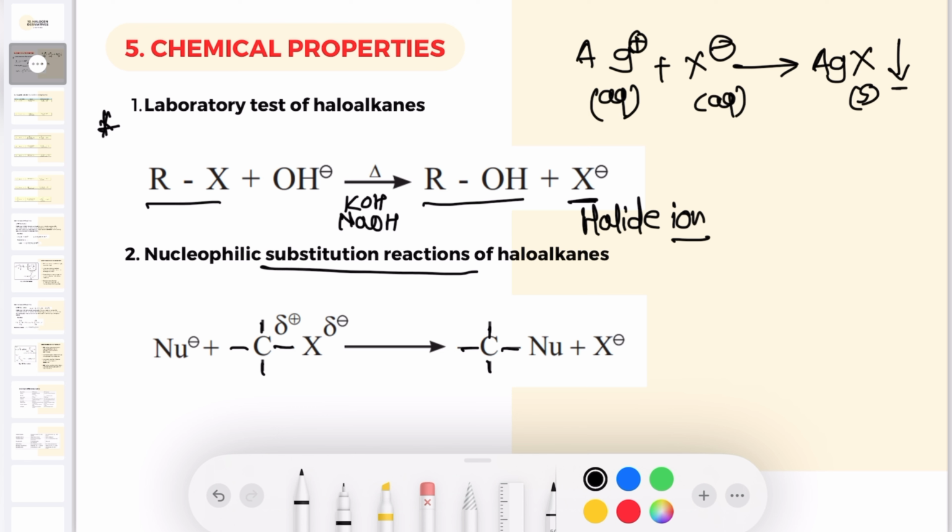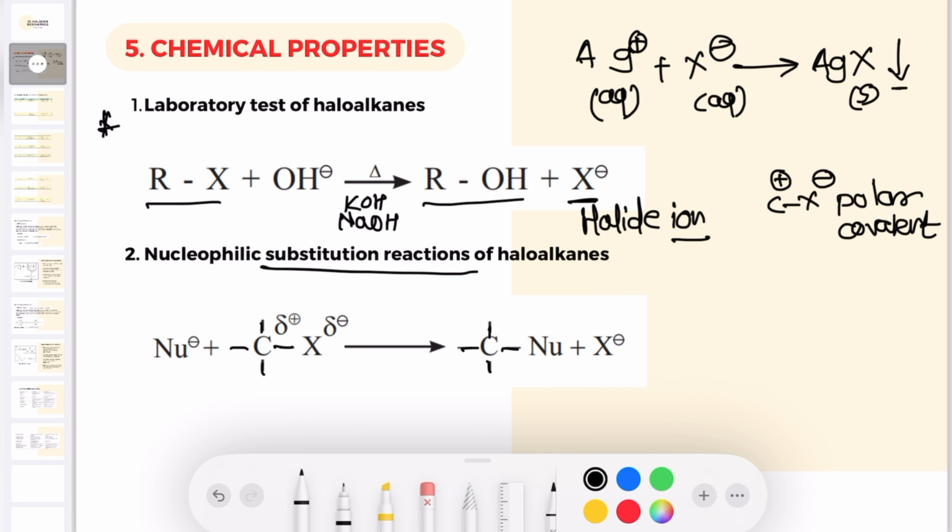The C-X bond in alkyl halide is a polar covalent bond. It is positively polarized at carbon; in other words, the carbon of C-X is an electrophilic center. X carries the negative charge, which means C becomes positive. That means X acts as a nucleophile leaving group, and this carbon acts as an electrophilic center.